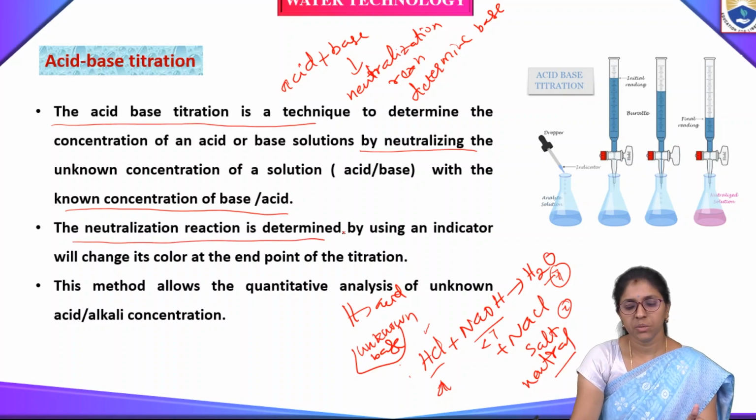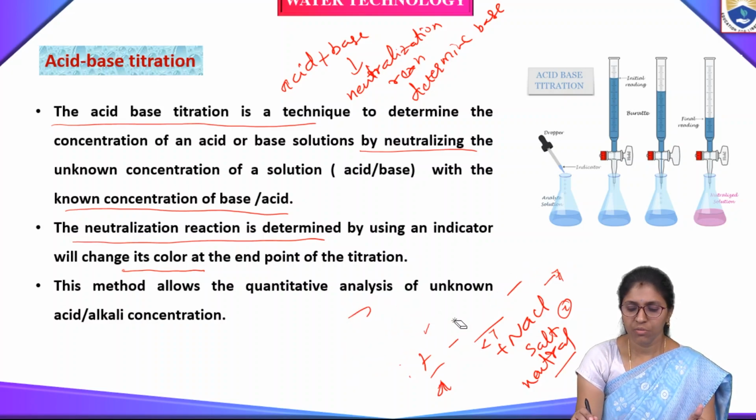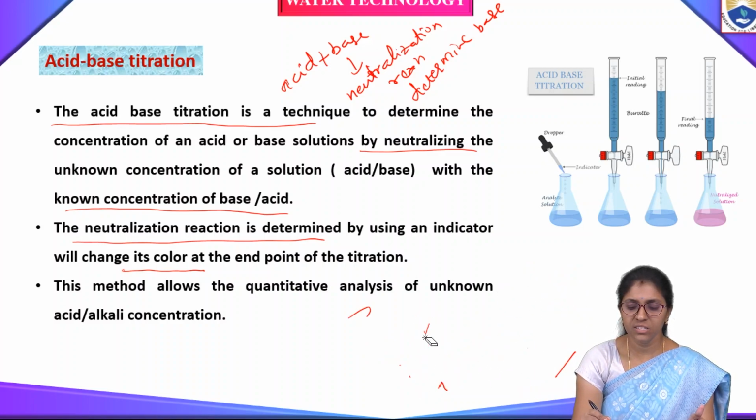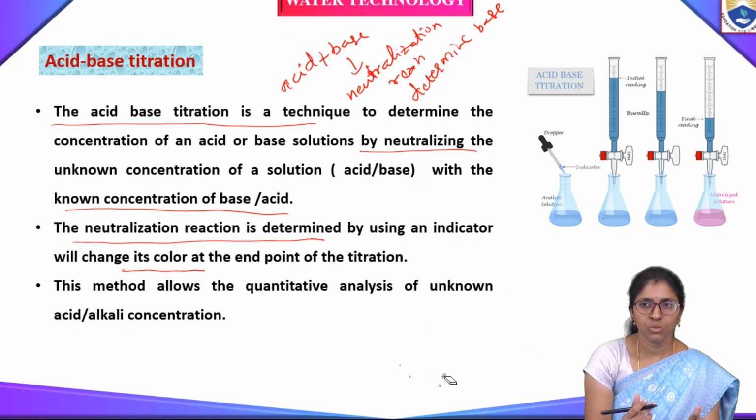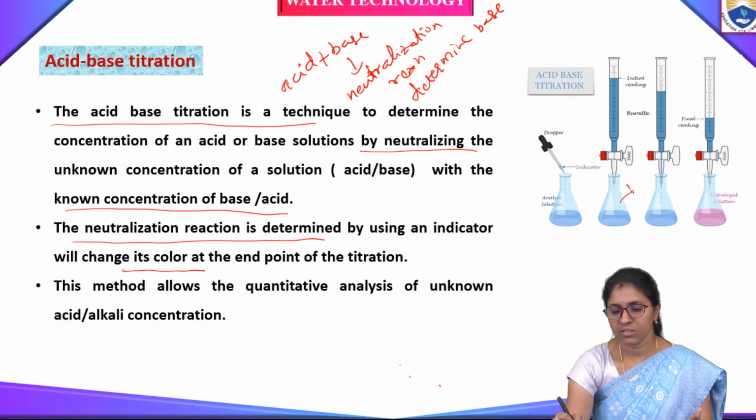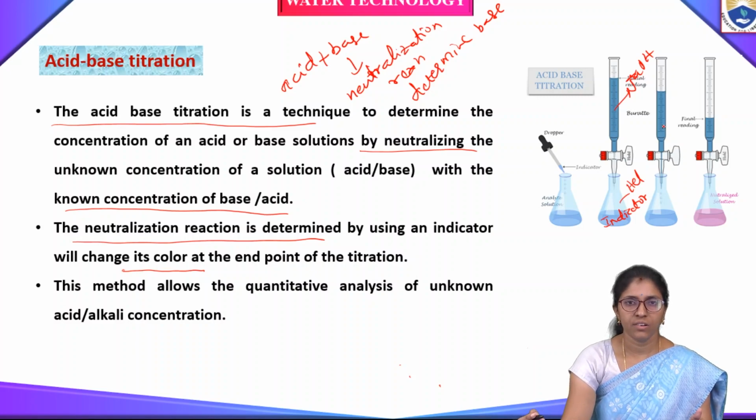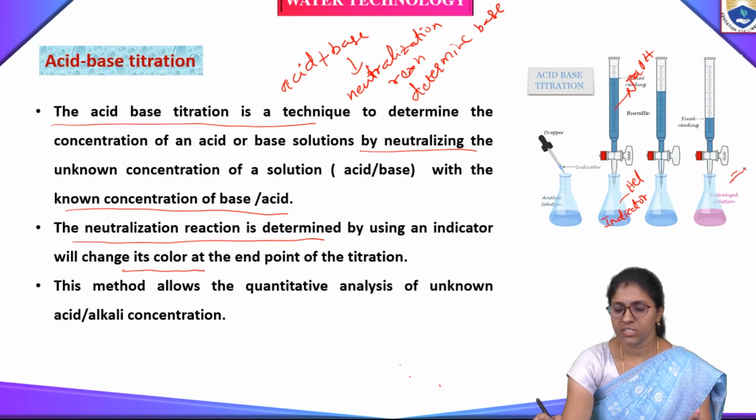The neutralization point is determined by using an indicator. To know the end point in acid-base titrations, we have to use an indicator, which will change its color at the end point of the titration. For example, if we want to know the concentration of HCl, first we titrate it against sodium hydroxide. We add an indicator to the HCl, and when we add NaOH, the HCl reacts with the NaOH. After a certain point, the color change occurs.